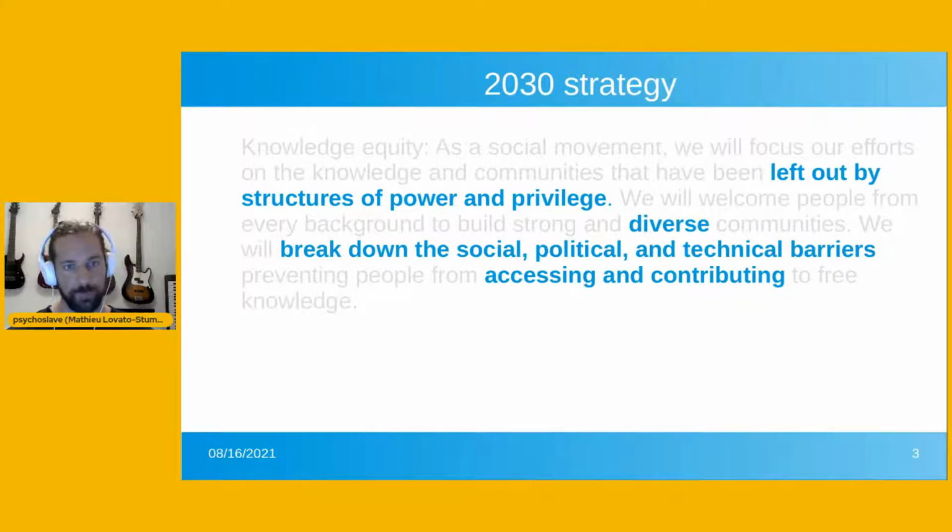sum of our knowledge. More specifically, within the 2030 strategy, we have narrower topics, including that we want people who are left out by structures of power and privilege to no longer be in this situation. We want to empower diverse communities. We want to break down social, political, and technical barriers that prevent people from accessing and contributing to free knowledge.